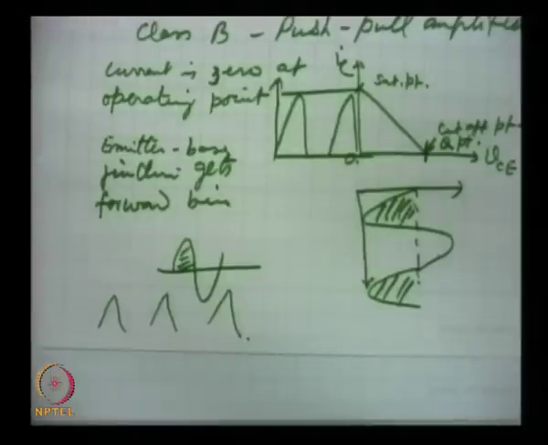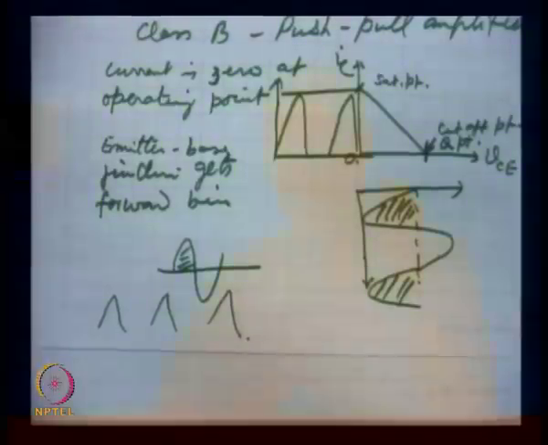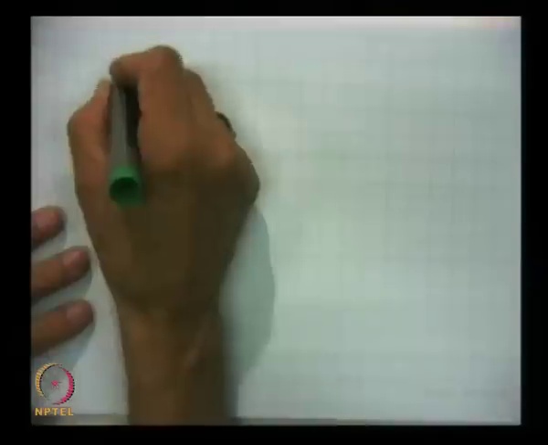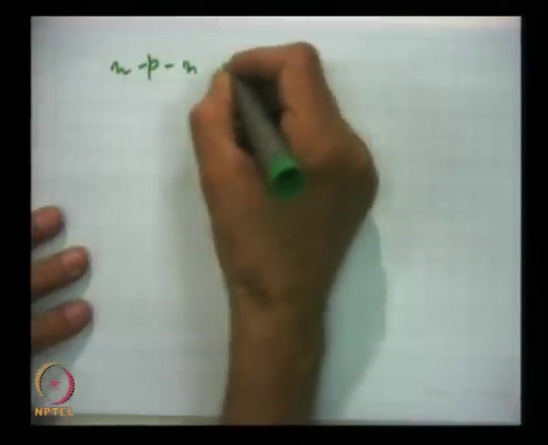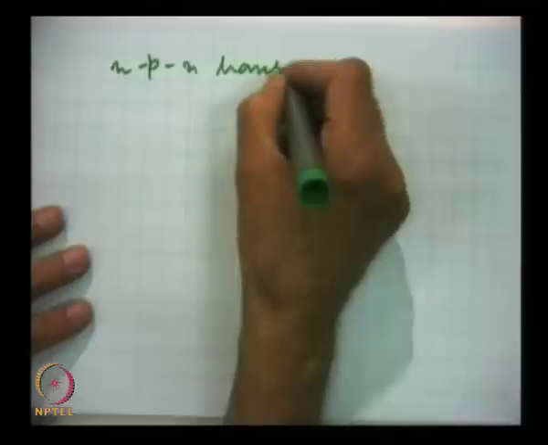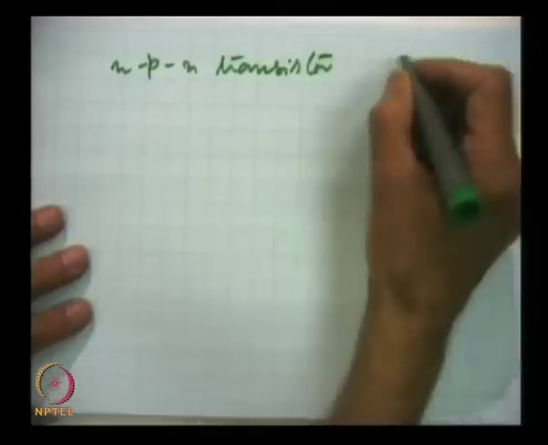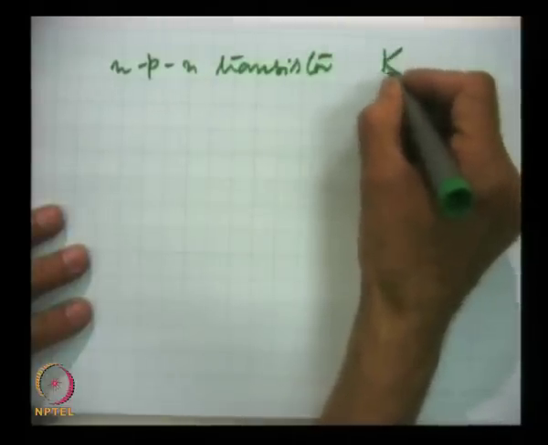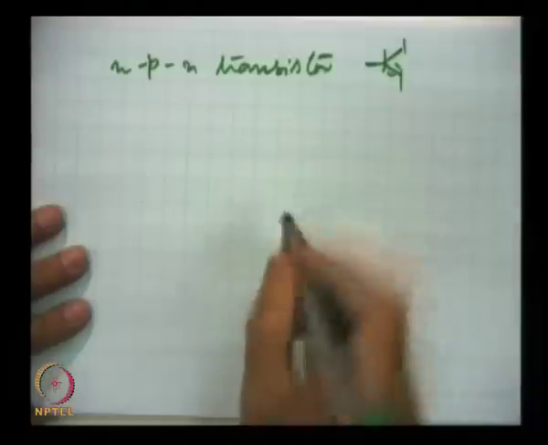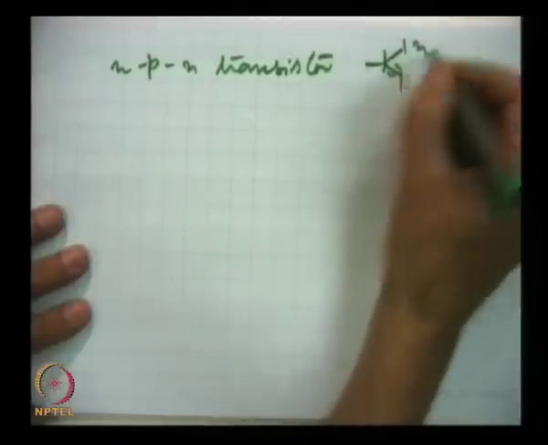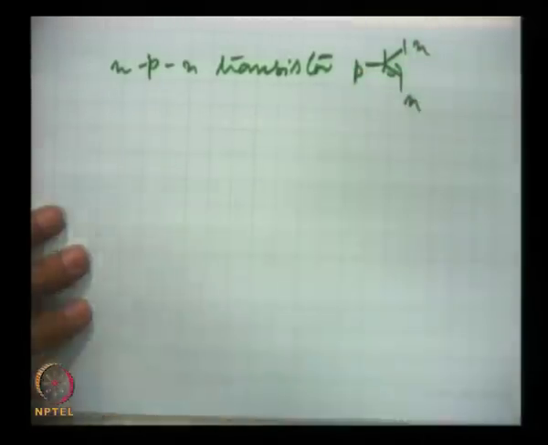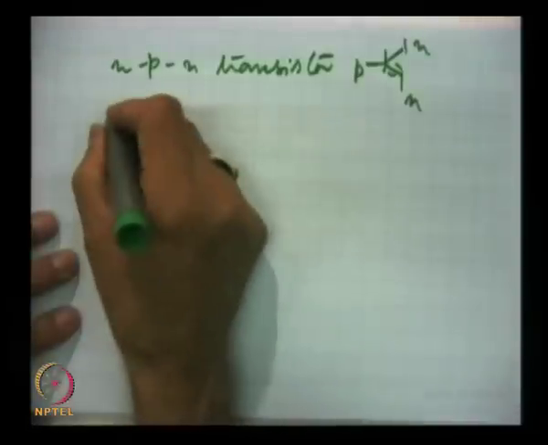So we use two transistors. These are complementary transistors. One is an NPN transistor here. And the other is PNP.